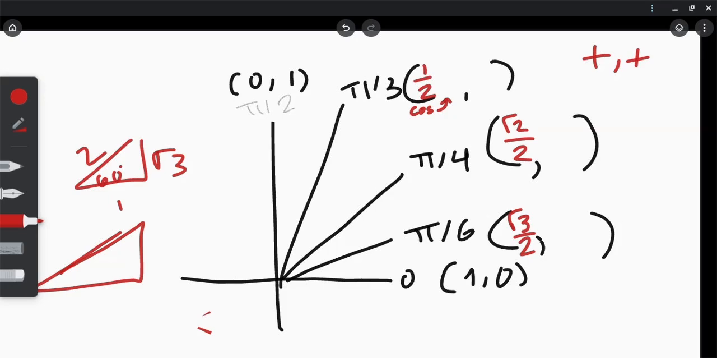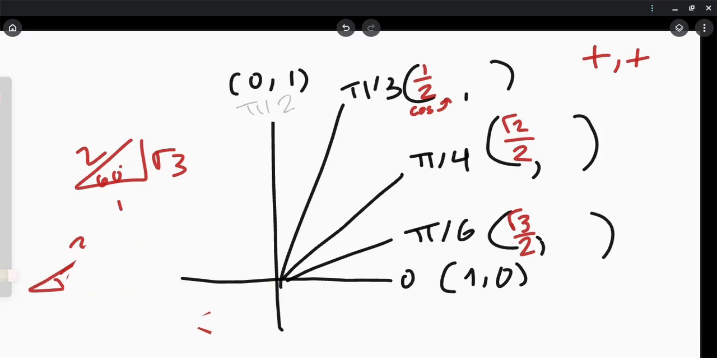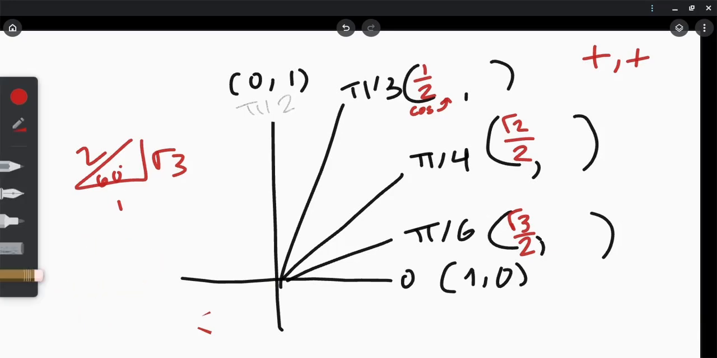Because if you draw the triangle for pi over 6, it's just 30 with a 1 here, square root of 3 here, and a 2 there. And cosine is just h over r. R is your hypotenuse, and your hypotenuse is 2. So square root of 3 over 2 is just square root of 3 over 2. Okay? Now for the sines, it's going to be the opposite way.